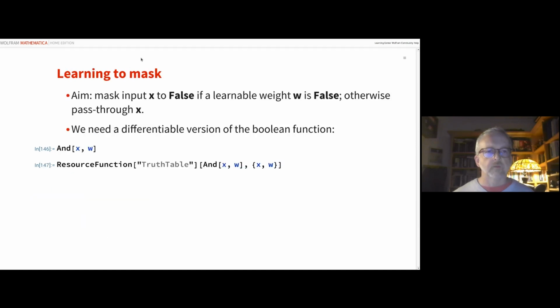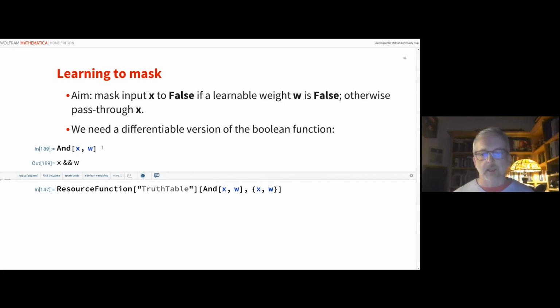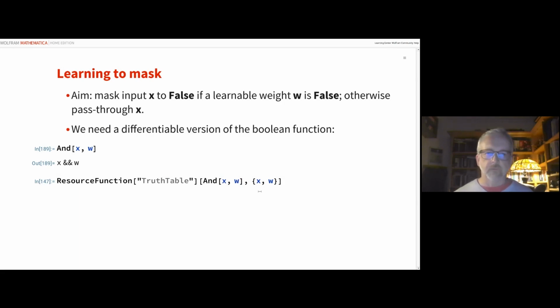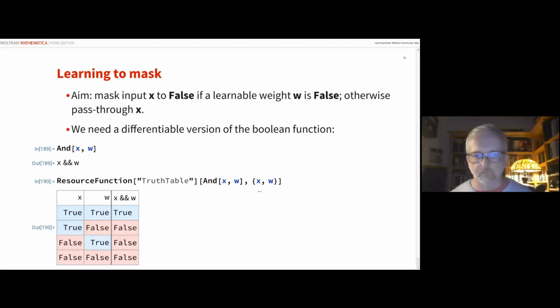So let me just slide forward, and here is the and function. And let me just use a function from the Wolfram Function Repository, a truth table, to show that and with a learnable weight W can learn to mask or pass through the input value X. You can see that in the truth table there. Now, logical and, of course, is not a differentiable function. So we can't simply stick it inside a neural network and expect backpropagation to work.